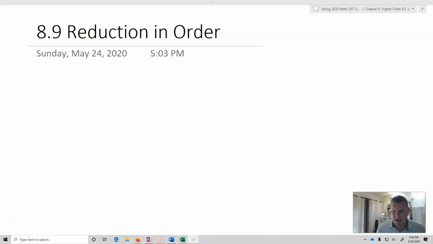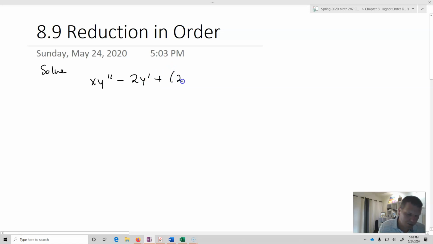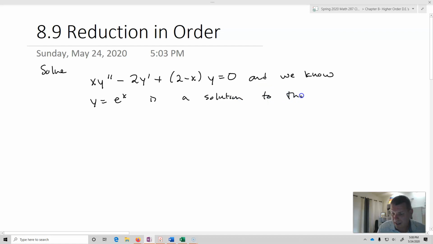So let's suppose that we have this differential equation. We want to solve xy double prime minus 2y prime plus 2 minus x y equals 0. And we know y equals e to the x is a solution to this DE, or actually the homogeneous differential equation. That's one of the things we're going to need: a solution to the homogeneous part of the differential equation in order to use reduction of order.